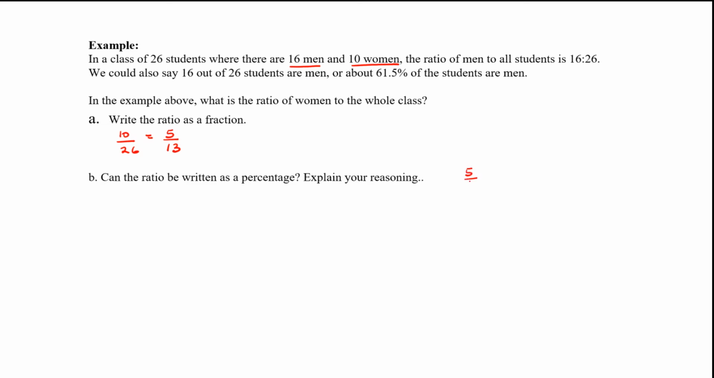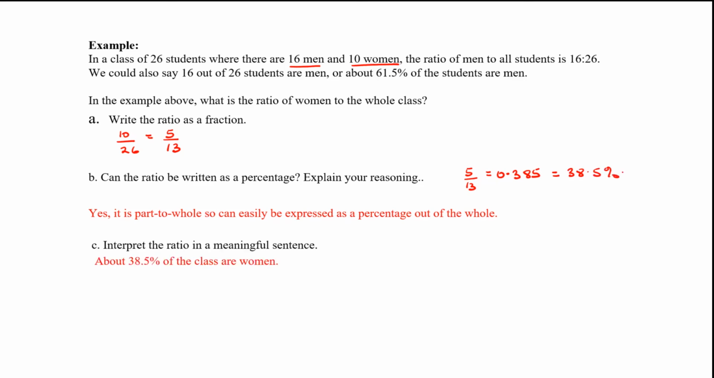By expressing 5 over 13 as a decimal, that gives us 0.385 when rounded to the thousandth place. We can express this as a percentage, which gives us 38.5%. We can say about 38.5% of the class are women. So if we add this percentage to the percentage of men, then the total should be 100%.